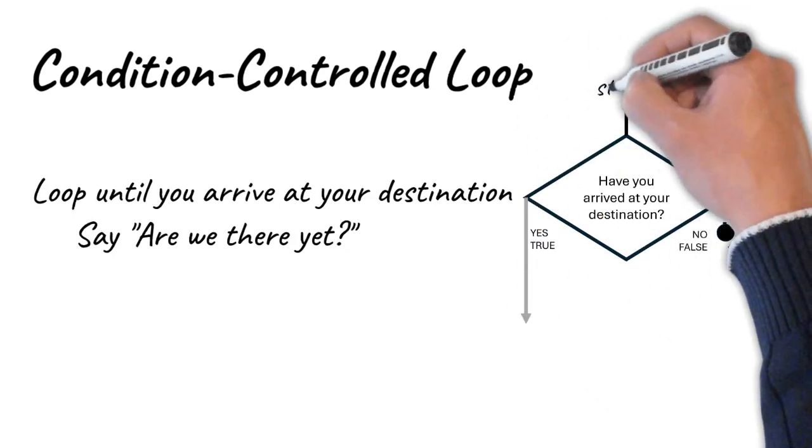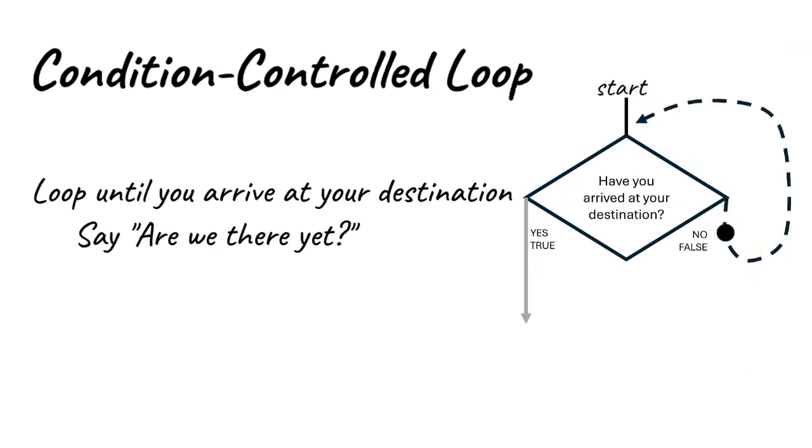Let's look at the flow of control for this. We're going to start where it says start at the top there. And the first thing we do is we check to see if we've arrived at our destination. And let's imagine we haven't. So of course we go down the no, false path. And the first thing we do is say, are we there yet? And then of course go back around that dashed loop back to the start.